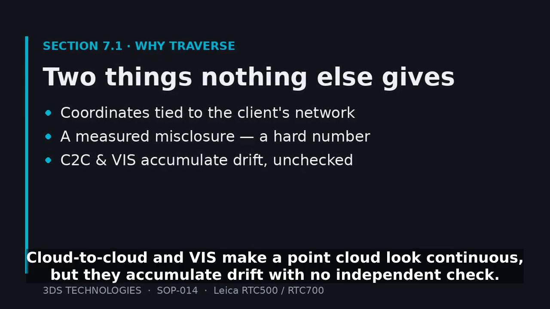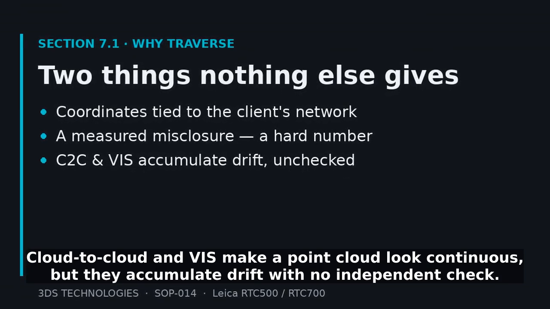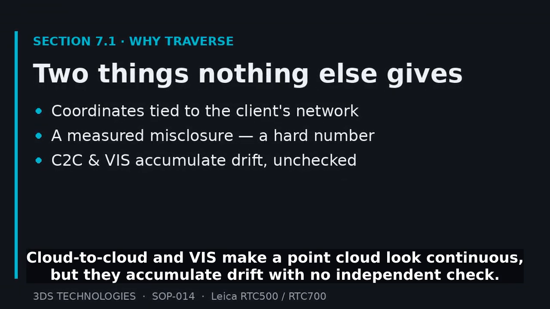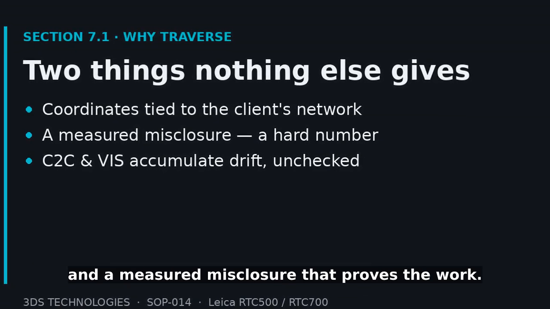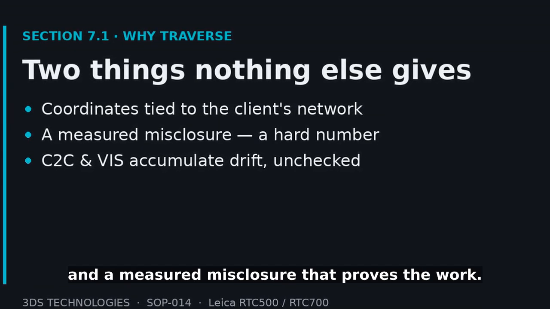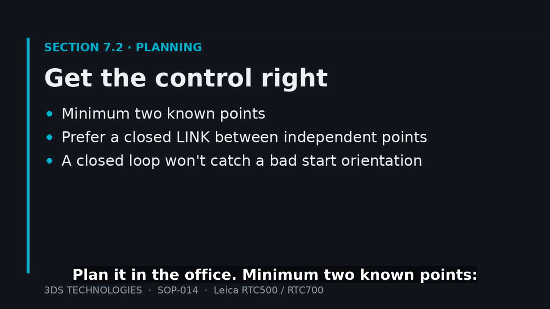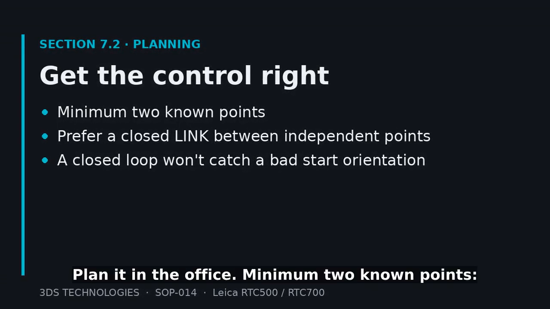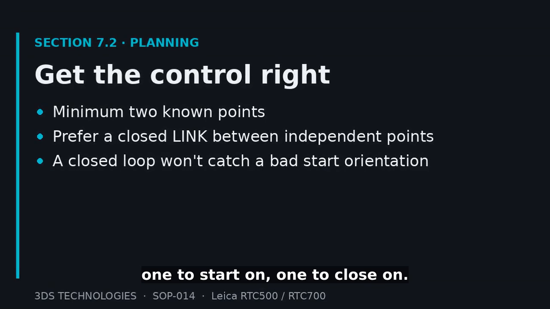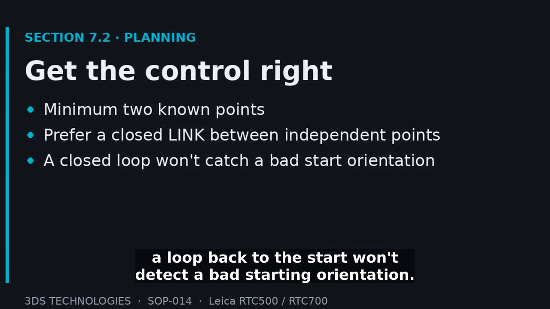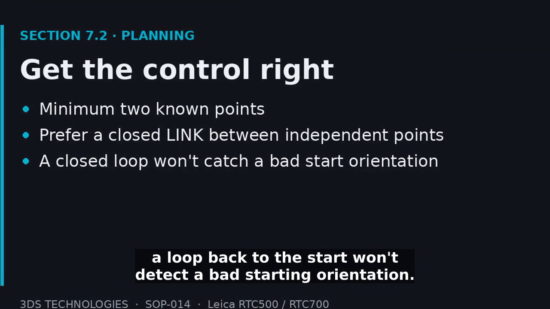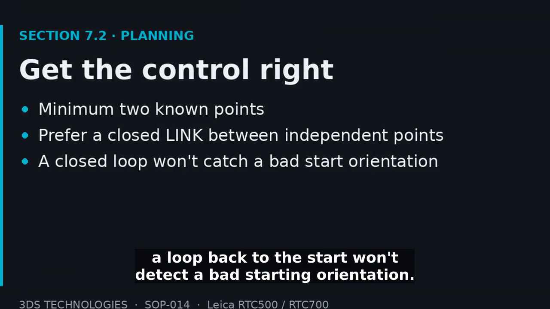Cloud-to-cloud and VIS make a point cloud look continuous, but they accumulate drift with no independent check. A Traverse gives you coordinates and a measured misclosure that proves the work. Plan it in the office. Minimum 2 known points, one to start on, one to close on. Prefer a closed link between independent points. A loop back to the start won't detect a bad starting orientation.